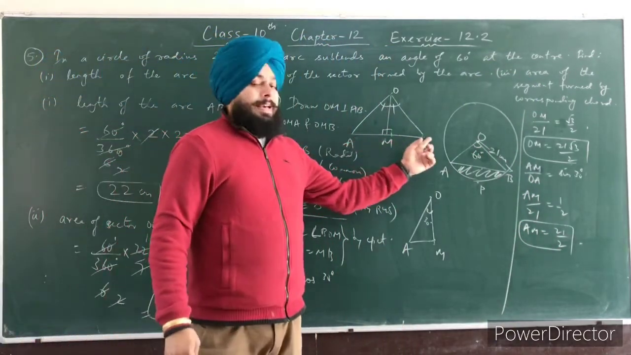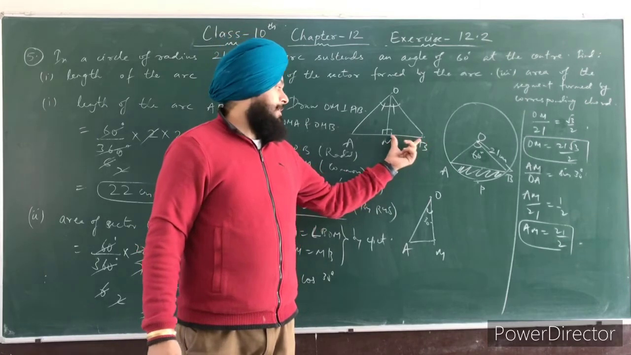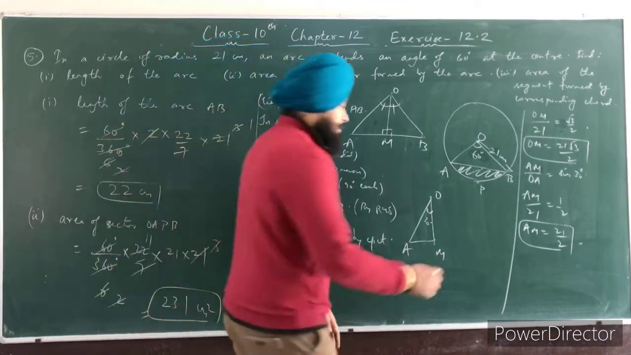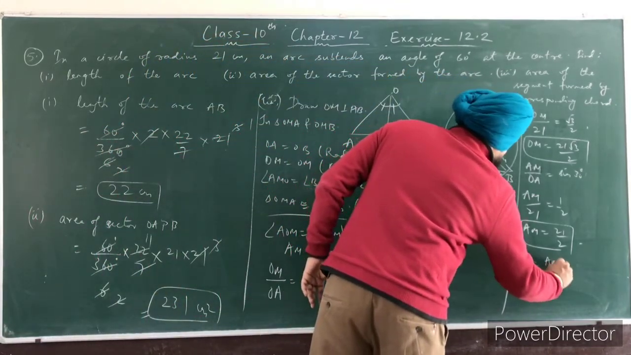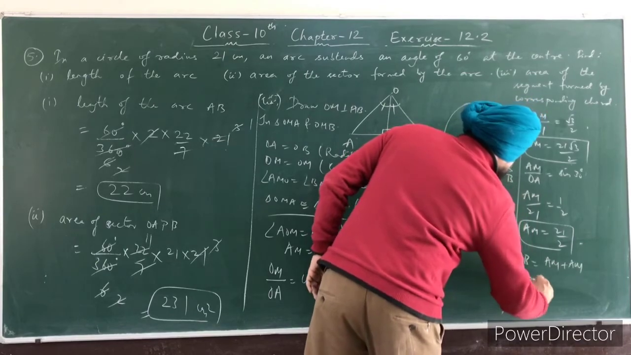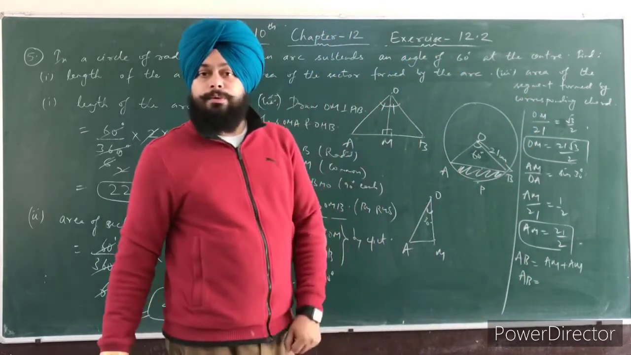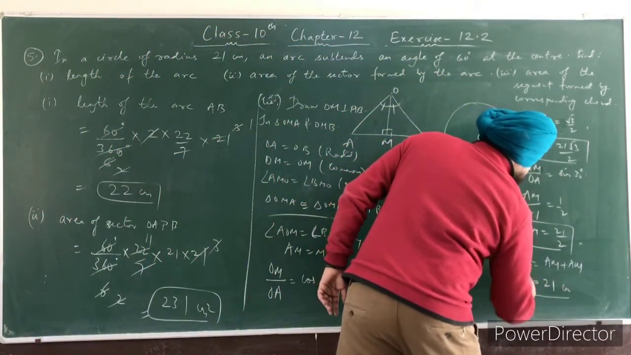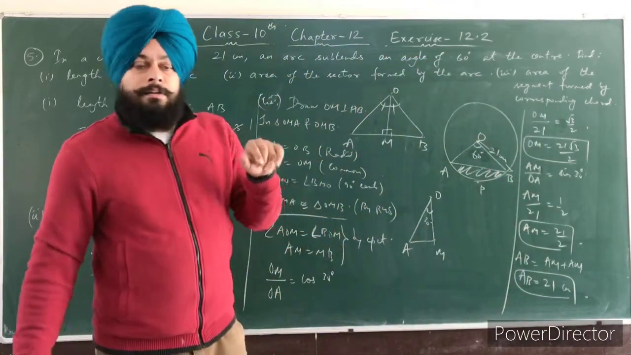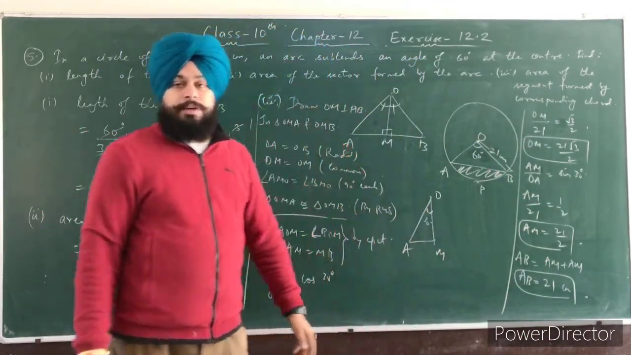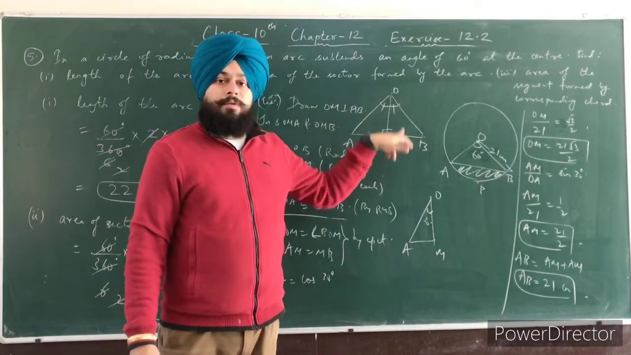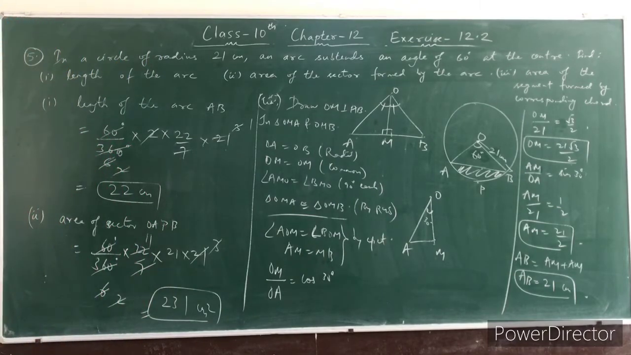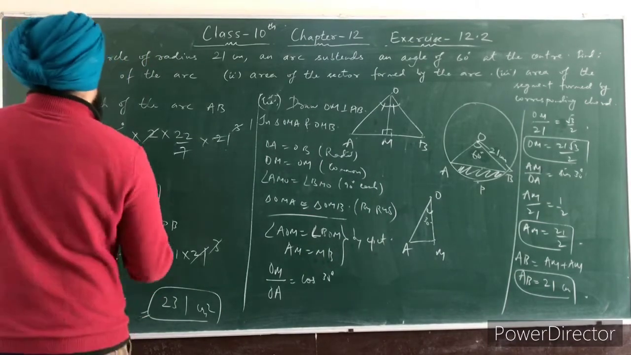Now we can write AB as AM plus MB, and MB is equal to AM, which we proved by CPCT. So AB is equal to AM plus AM, or AB is equal to 21 over 2 plus 21 over 2. It is how much? 42 over 2, or you can write 21, because 42 by 2 cancels, and it is 21 centimeters. So AB is the base of this triangle OAB and OM is the height of this triangle. Now we can find the area of triangle OAB.